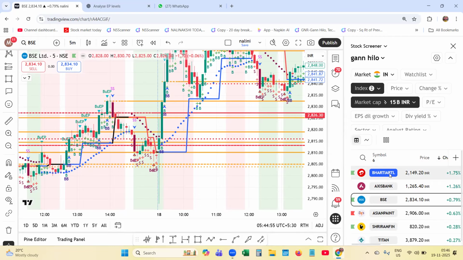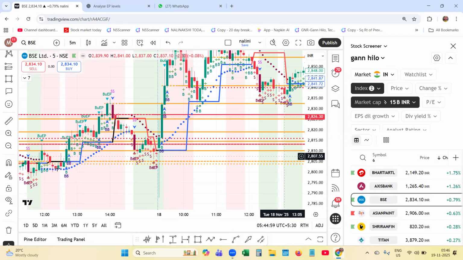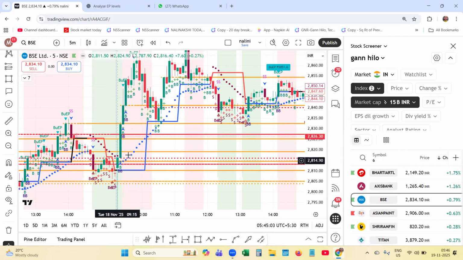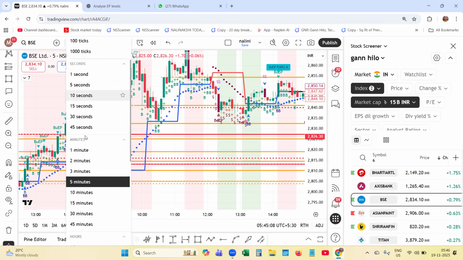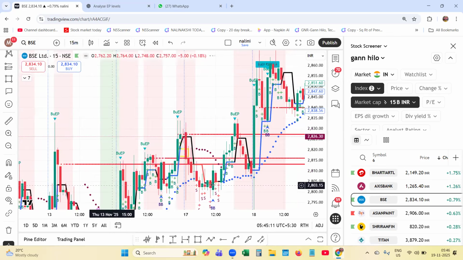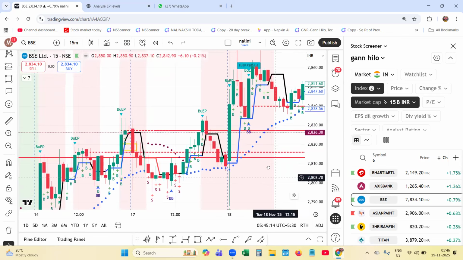So these are the filters. These are the stocks which are popping up above the daily pivot, so you are comfortable to take the trade. Suppose I change the time frame to 15 minutes, we are getting hourly pivots over here.